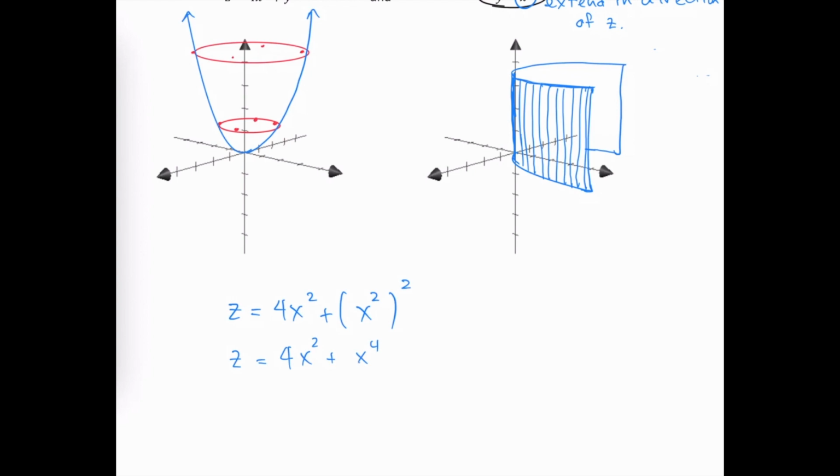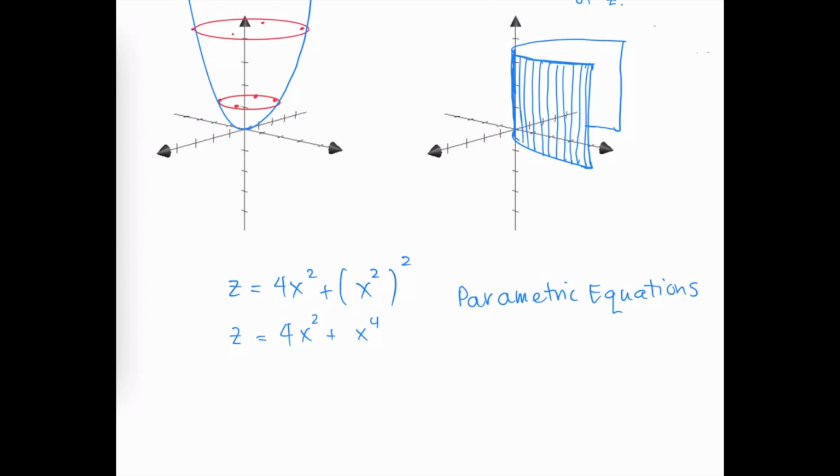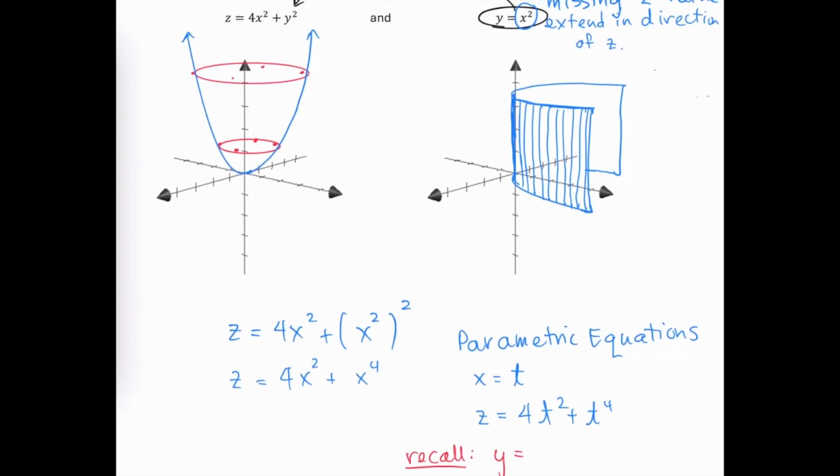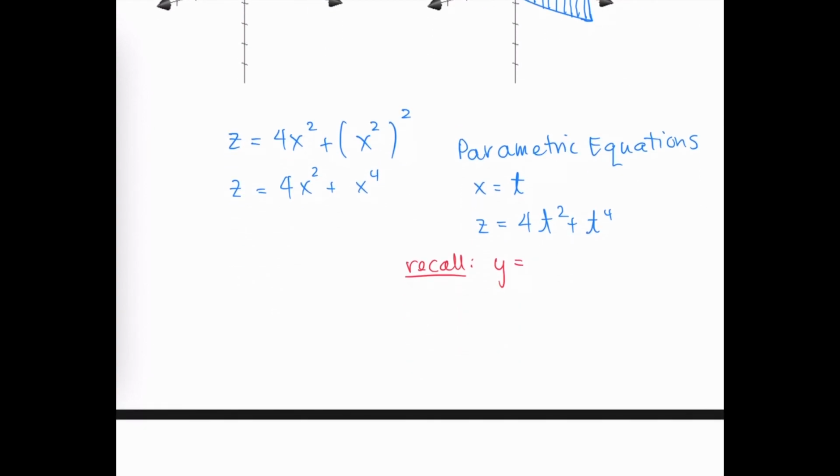When we have our equation depending on x now, we can come up with parametric equations for this merged criteria equation. And as we know, there's infinitely many different ways to do that, but the easiest thing to do is just to let x equal t. And if x is equal to t, then z is going to be 4t squared plus t to the fourth power. And let's recall from the original equation that y was equal to x squared, so then y is going to have to be equal to t squared. And that's all we need to come up with our vector function.